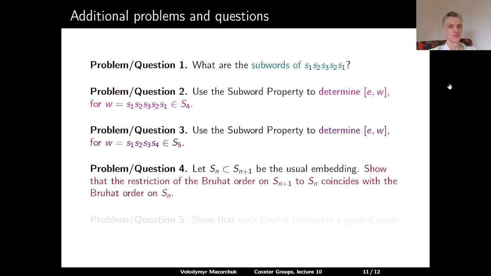Problem question 4. Let S_n inside S_{n+1} be the usual embedding. Show that the restriction of the Bruhat order from S_{n+1} to S_n coincides with the Bruhat order on S_n. And problem question 5. Show that each Bruhat interval is a graded poset.